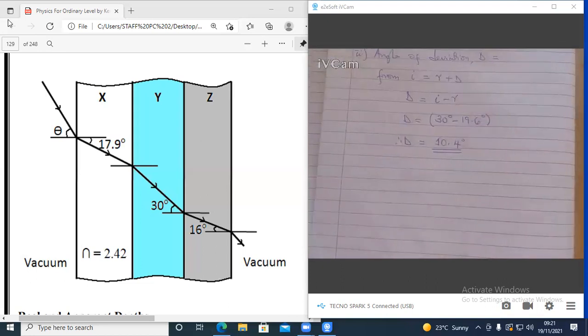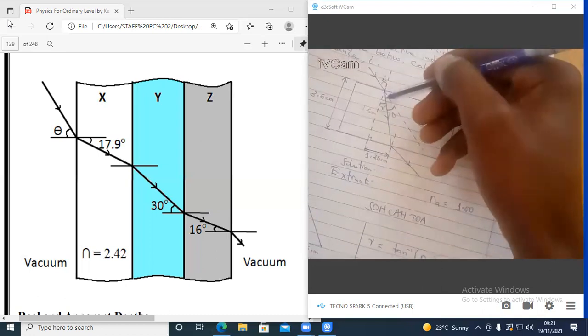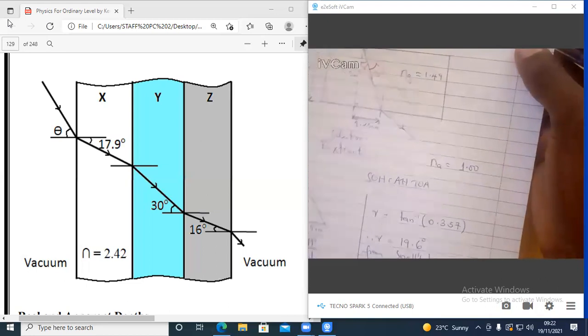Are we together, members? Yes, teacher. That's assuming they were asking for the angle of deviation. So which means this would be the angle. This would be the what? The angle. Okay?